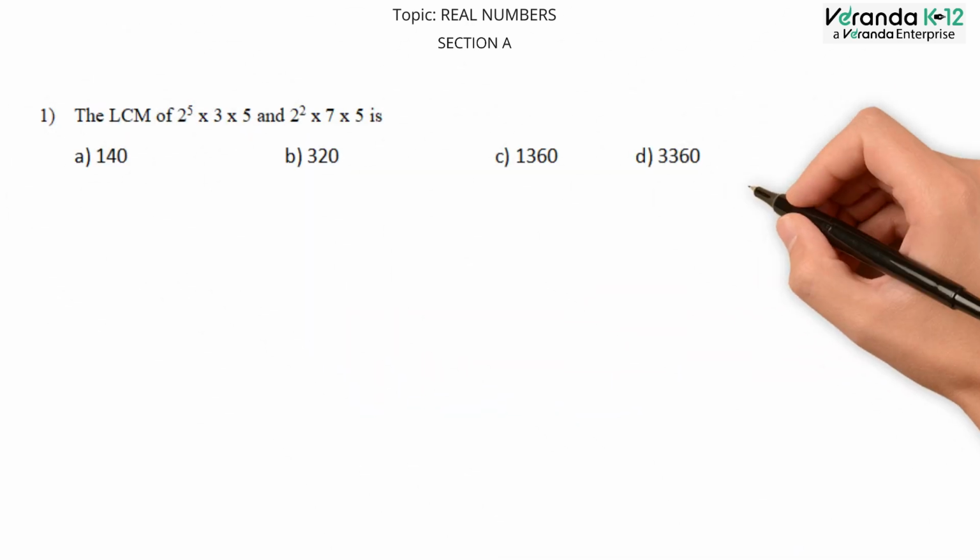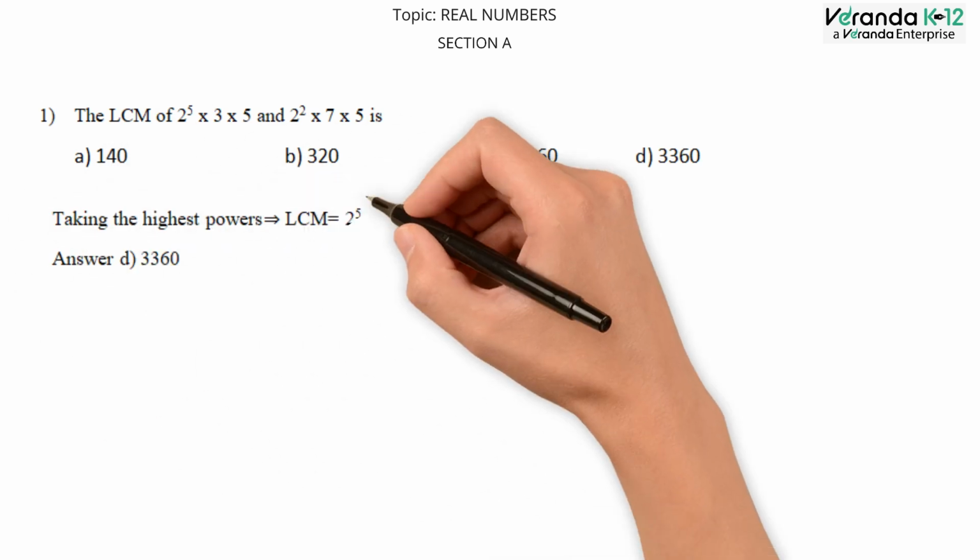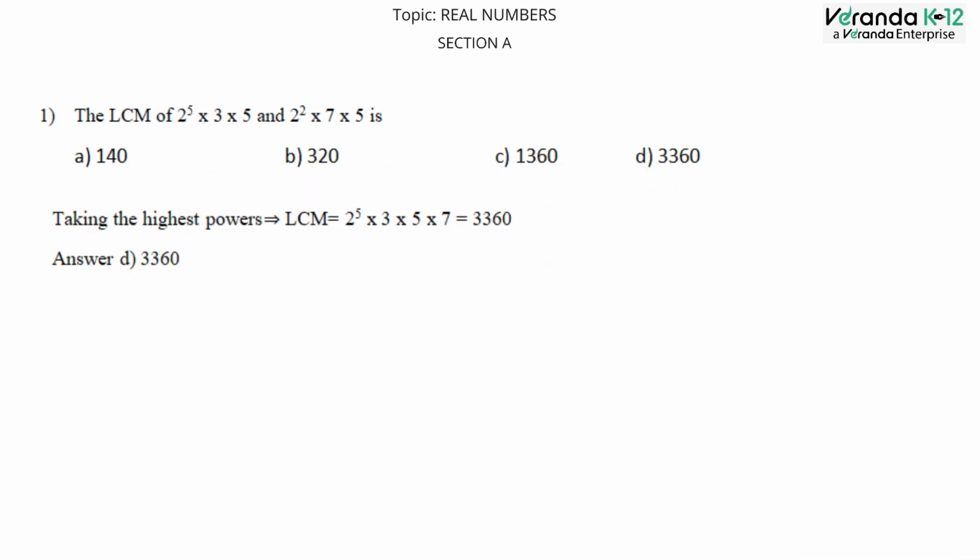The LCM of 2 power 5 into 3 into 5 and 2 power 2 into 7 into 5 is, the options are 140, 320, 1360 and 3360. To find the LCM, we have to take the highest powers. So, LCM equals 2 power 5 into 3 into 5 into 7, which equals 3360. So, the answer is option D, 3360.